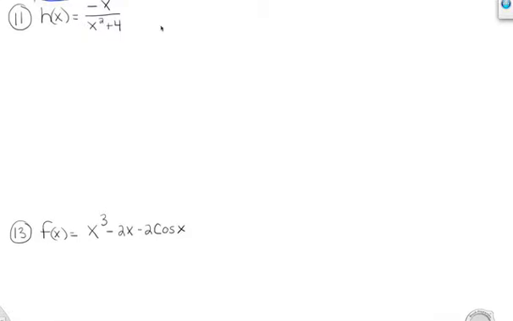So the first thing I should think about is the domain. At first glance, it looks like we might have a limited domain because we have a denominator. However, it's x squared, so whatever we plug in for x is going to get squared and become positive. And therefore, there's no way we can turn this into 0. So it looks like our domain is going to be all real numbers. So no endpoints to check.